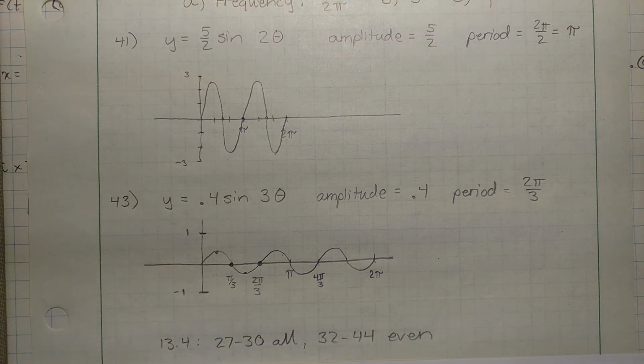All right. There's your homework. 13.4, 27 through 30, and then 32 through 44 even.